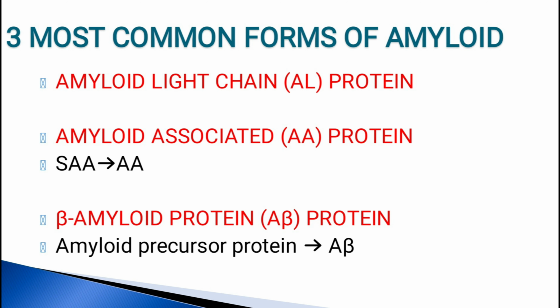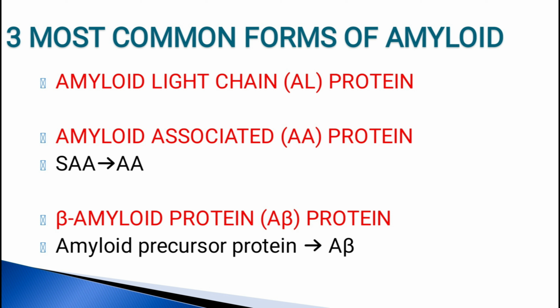There are 3 most common forms of amyloid. First is the amyloid light chain protein, that is AL protein. Next is the amyloid associated protein, that is AA protein. And the third one is beta amyloid protein, that is A beta protein. First, let's see about amyloid light chain, that is AL protein. It is made up of complete immunoglobulin or amino terminal end of light chain or both. The AL protein is mostly composed of lambda light chain, and the kappa light chain is also seen in some cases.